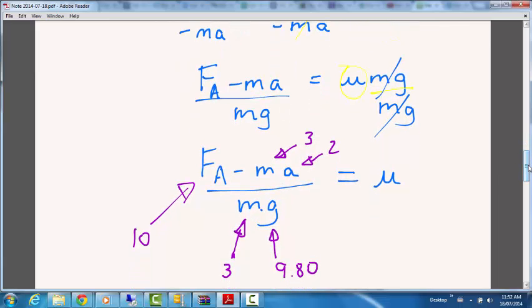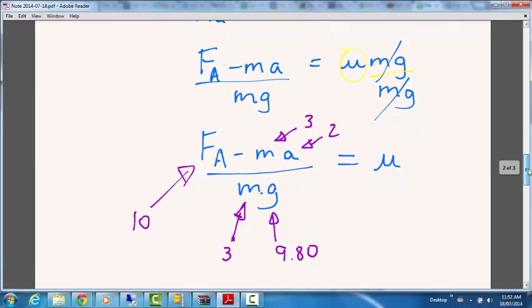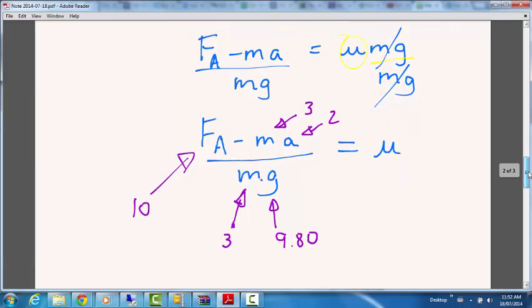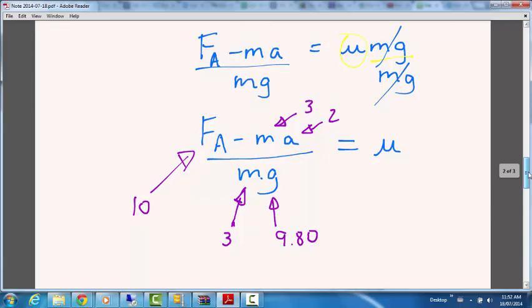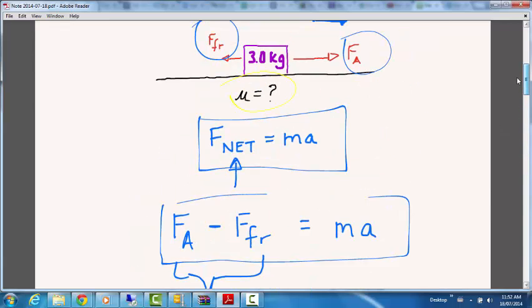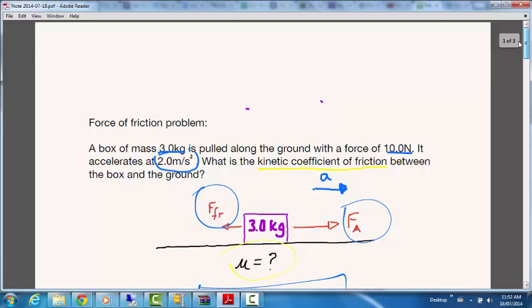Okay, go back and read the problem. You should always read a problem a couple of times. That's the expression again for mu. The problem is that a box of mass 3 kilograms is pulled along the ground with a force of 10 newtons and that it accelerates at 2 meters per second squared. So we have all the values that we need, 3, 10, and 2.